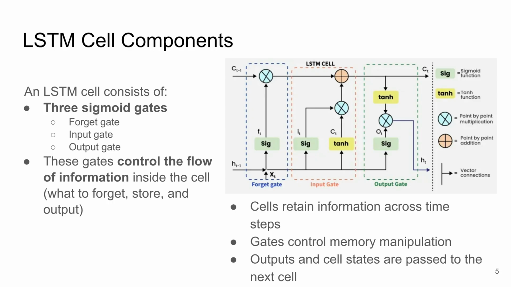They determine what to forget from long-term memory, what new information to store, and what to output at each time step. The key insight is that cells retain information across time steps. Gates control how that memory is manipulated, and both the outputs and cell states are passed to the next cell in the sequence. This elegant design allows LSTMs to selectively remember or forget information over very long sequences.